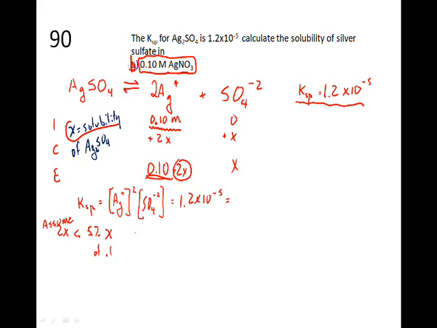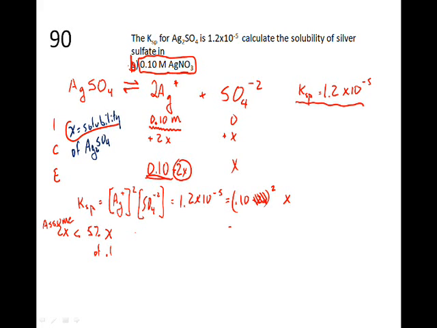So even though 1.2 times 10 to the negative 5 is really 0.10 plus 2x, squared, times x, we're going to just ignore that 2x part of the term. And so we have 0.1 squared times x equals 1.2 times 10 to the negative 5.